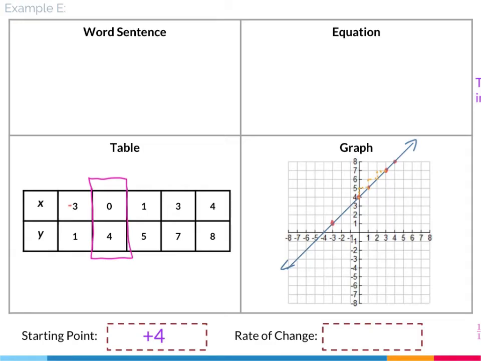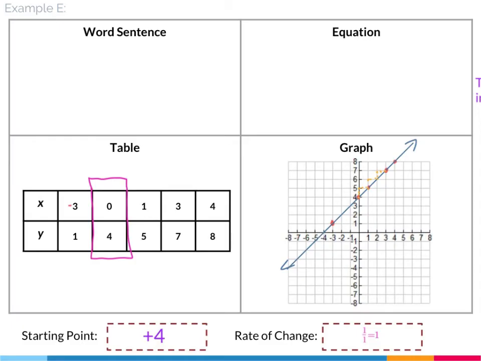So our rate of change appears to be up 1 over 1, which reduces to just 1. So that's our rate of change, and we can use that information now that we have the starting point and the rate of change to give ourselves a word sentence.